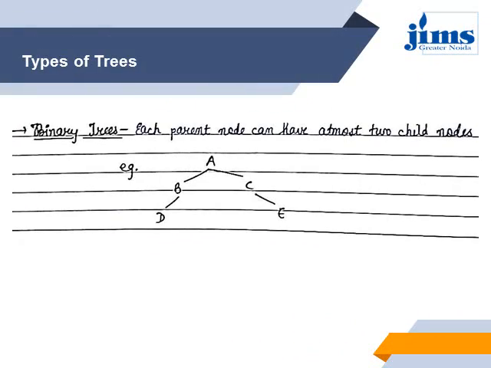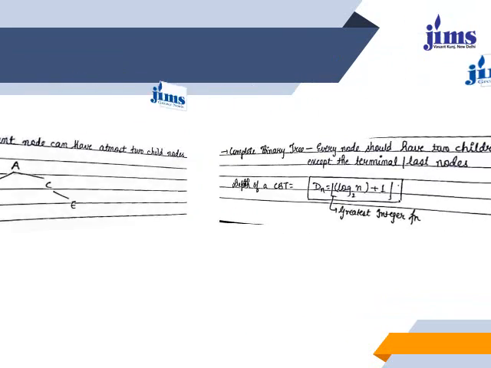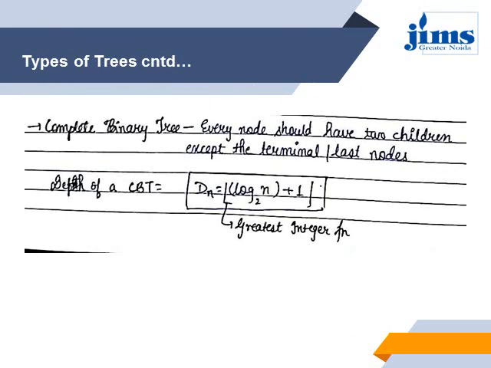A binary tree is a tree where each parent node can have a maximum of 2 child nodes. That is known as a binary tree. That means any tree where every node can have either 0, 1 or 2 child nodes will be known as a binary tree. In a complete binary tree, every node should have two child nodes except for the last node.